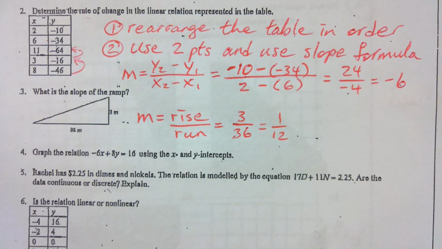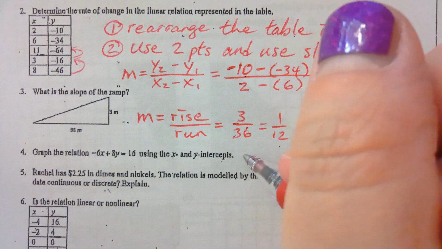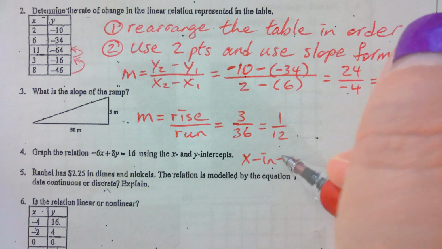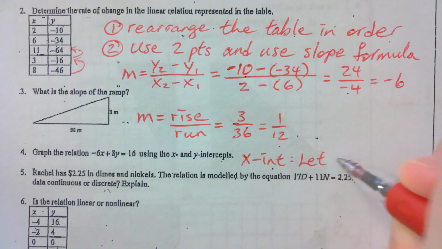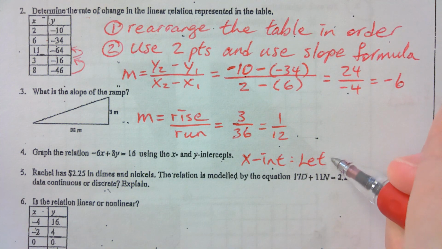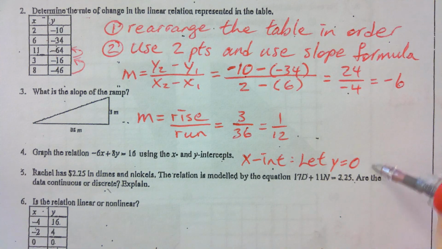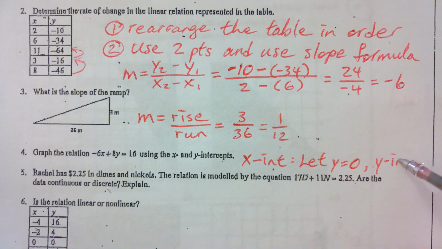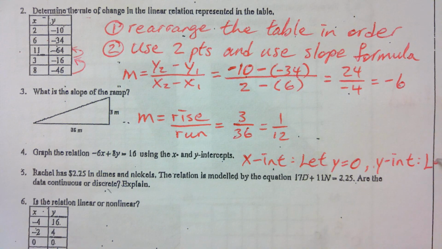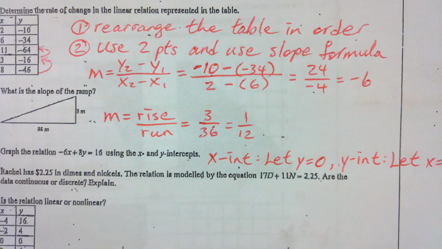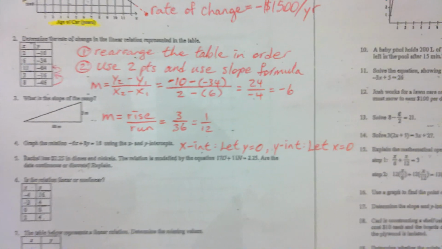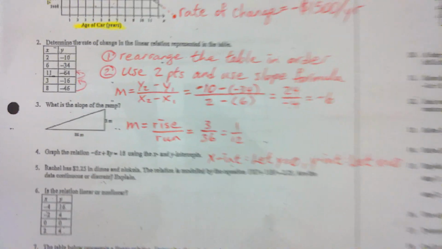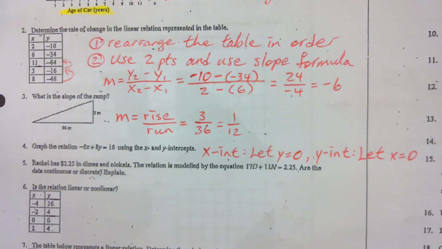For number 4, graph the relation using x and y intercepts. So to find the x-intercept, remember yesterday we said what do we let? Yep. And then to find the y-intercept? Yeah. Okay. So then it's just solving the algebra. And then you should get 2 points. Once you get those 2 points, you should be able to graph the line.